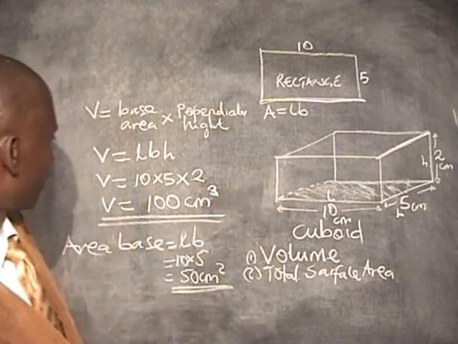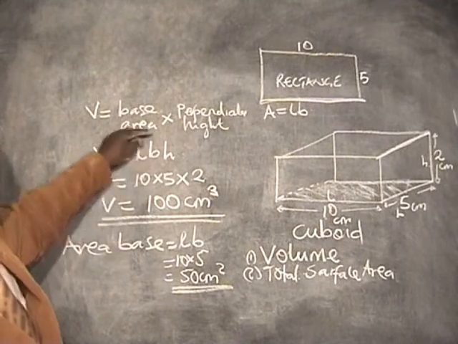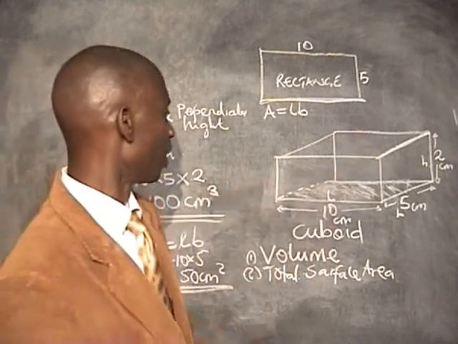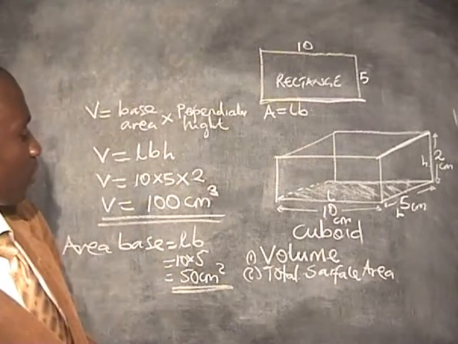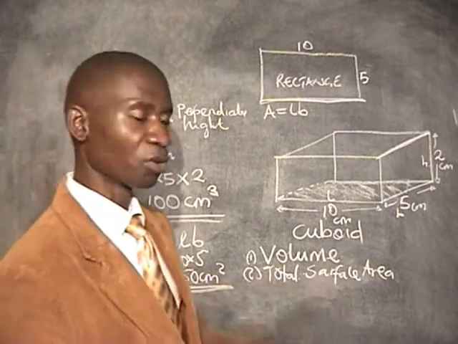So that is how to find the volume and the area of the base. Base area times B, this is 50, multiplied by the perpendicular height, which is 2 centimeters. I'm sure that is understood. Now, after that, we have to find the total surface area.